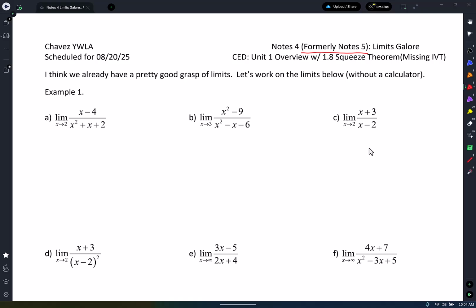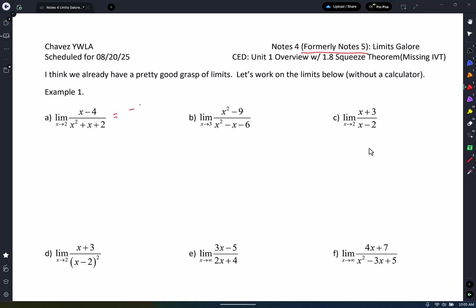All right, here we go. Let's start. So we have an idea of how to do limits. Let's see if we can do all these limits without a calculator. Number 1, letter A. Can I do that limit without a calculator? We're going to do them without a calculator. Can I do direct substitution on that one? Yes. So do direct substitution.